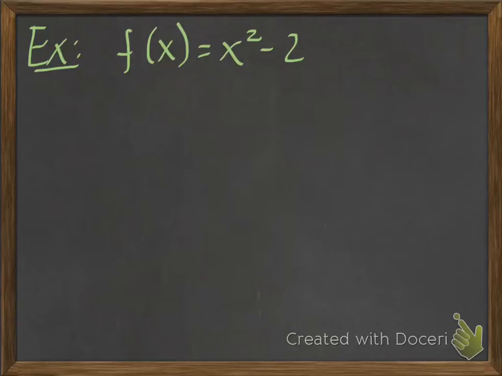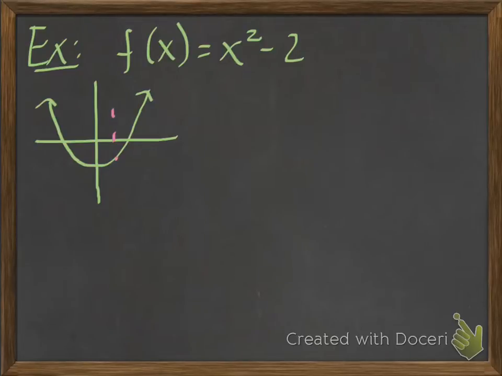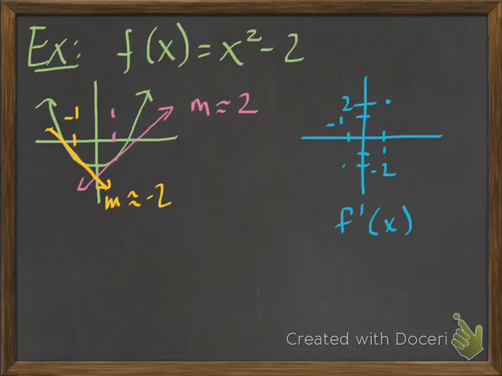So let's take as an example f of x equals x squared minus 2. This is a parabola facing up and vertically shifted down 2 units. So using what we know about the derivative as slope of tangent line, let's see approximately what the slope of the tangent line is when x equals 1. Maybe it looks like the slope is around 2. And if I look at negative 1 and draw the tangent line, it looks like that slope is around negative 2. So these 2 values give me points on the graph of the derivative function.